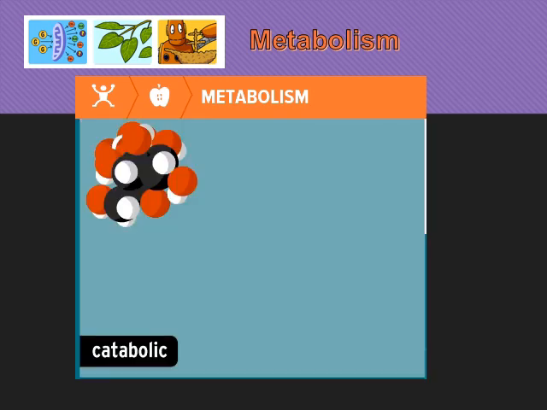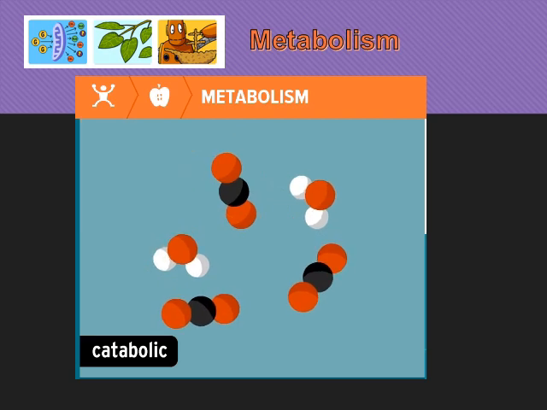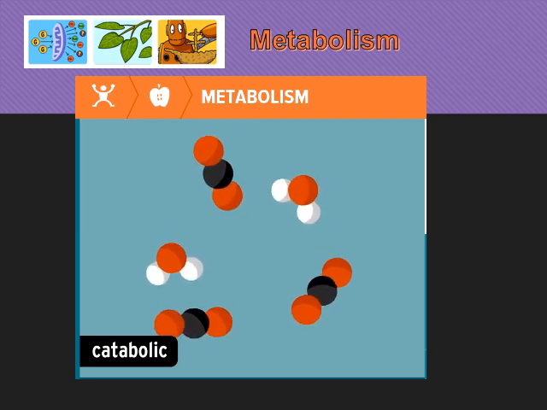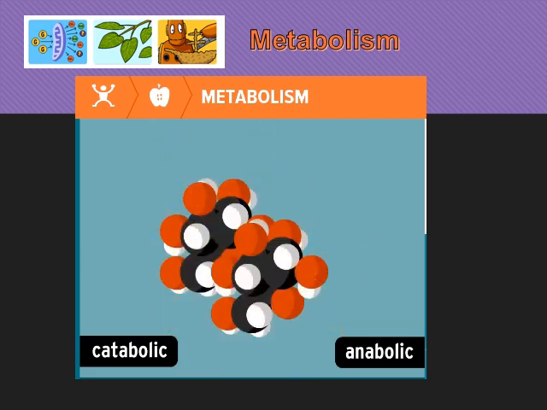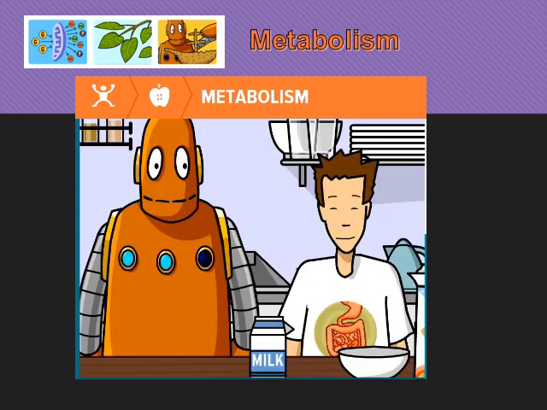Catabolic reactions break down complex molecules from your food into simpler molecules, releasing energy in the process. Anabolic reactions use that energy to build other complex molecules from the simple molecules. Yeah, I guess you could say that catabolism powers anabolism.